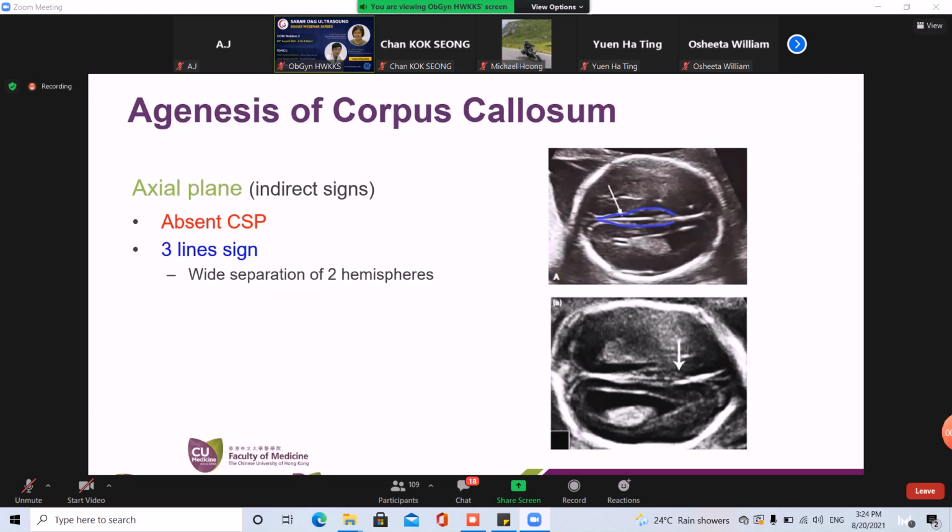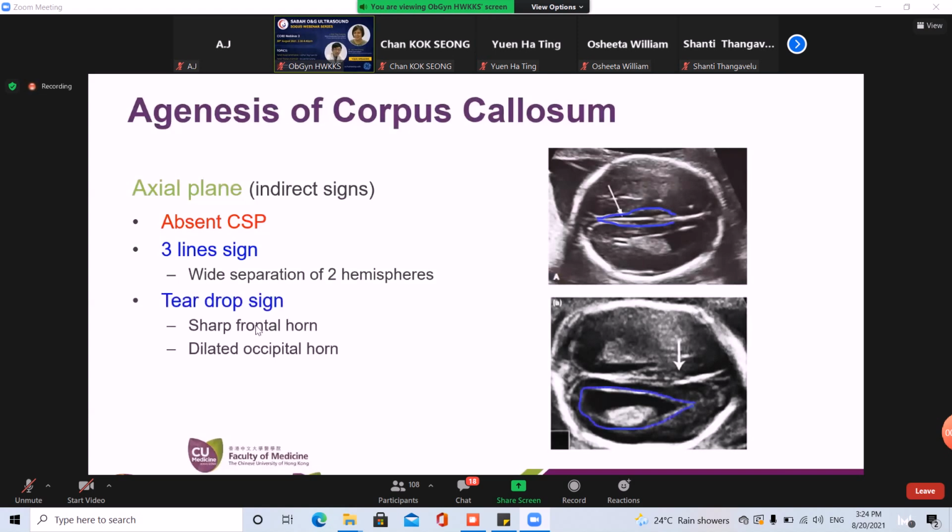Why is there a 3-line sign? It is because the corpus callosum is absent, the two cerebral hemispheres are wide apart, and therefore you can see the medial aspect of the cerebral hemisphere here, and there will be 3 lines in between instead of a single white line. So this is what we call the 3-line sign.